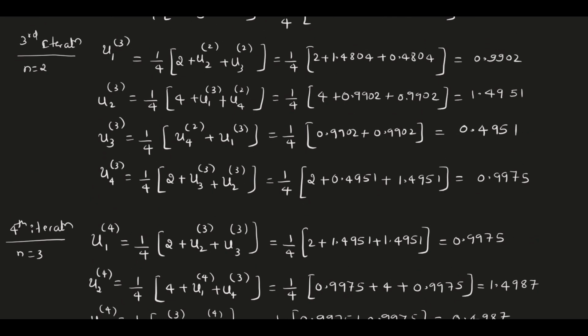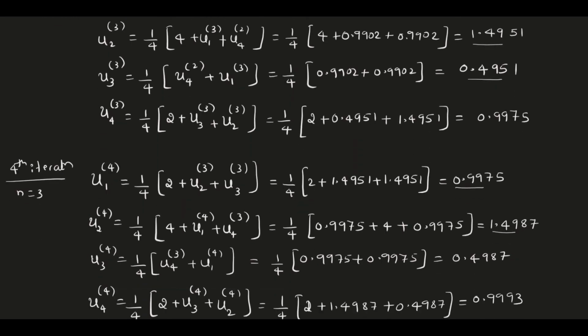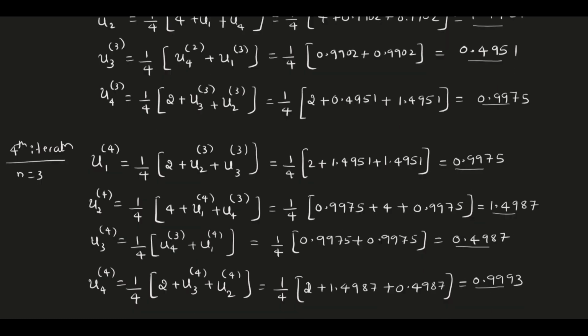Now, before moving on, first check the third and fourth iteration values. In the third iteration, you have got u1 as 0.9902, and in the fourth u1 as 0.9975. They asked up to only two decimal places. So 0.99 and 0.99 are the same. Next, 1.4951 and here 1.49, that is also satisfied. Next it is 0.4951 and here also 0.49, up to two decimal places they are the same. Here 0.9975 and 0.9993, but our work is just to check that up to two decimal places they are equal. Yes, they are equal.